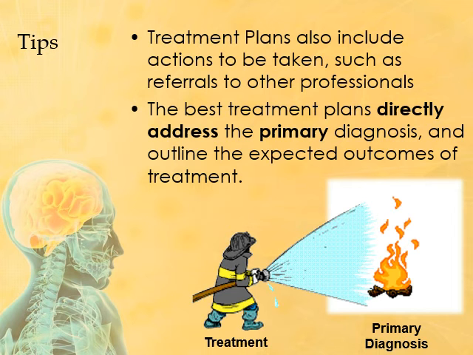Some tips before we get into the specifics of treatment planning. Remember that treatment plans also include actions to be taken, such as referrals to other professionals, medical doctors for example, a career counselor if you're not doing that kind of work, a couples therapist if you want to refer out to them. The best treatment plans also directly address the primary diagnosis and outline the expected outcomes of treatment, meaning, as you'll see as we get to some examples, you should have already articulated what the primary diagnosis is before you start your treatment plan. If you do not have a primary diagnosis, it is very difficult to write a coherent treatment plan because treatment plans, by their necessity, directly address your diagnoses.